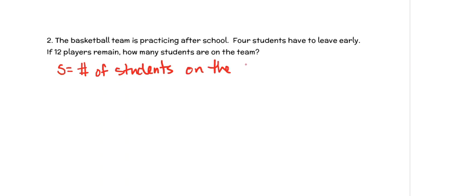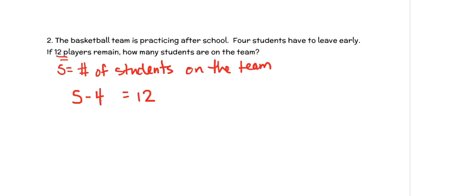S is going to be the total, and you're trying to create an equation with it. So with the equation, something's going to happen to S to get to something else. If this is the total number of students, and 4 students have to leave early, that means you're subtracting 4 because they're going away. And then it equals 12 because that's how many are remaining. This is your equation: S minus 4 equals 12.